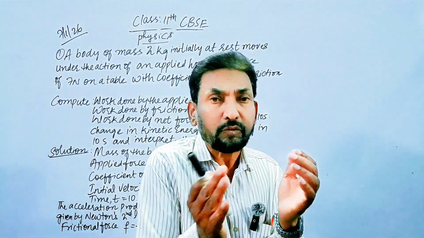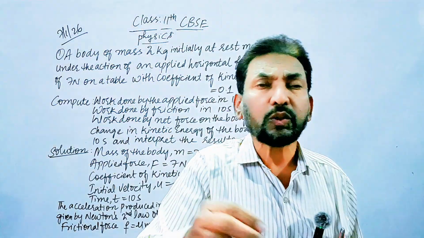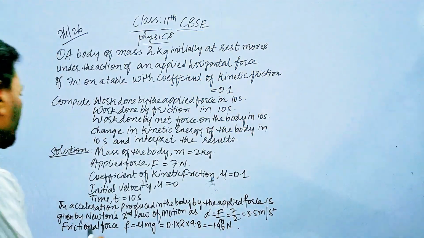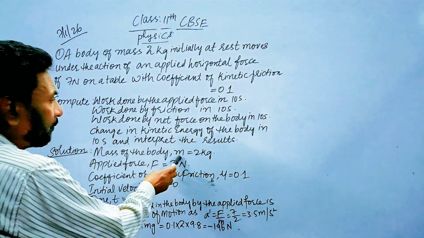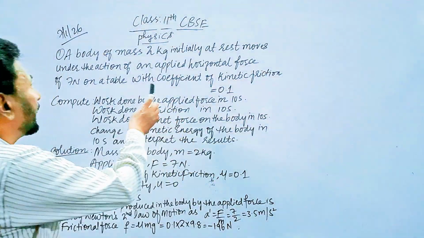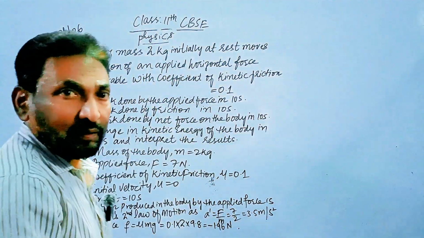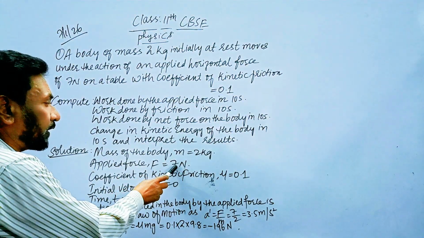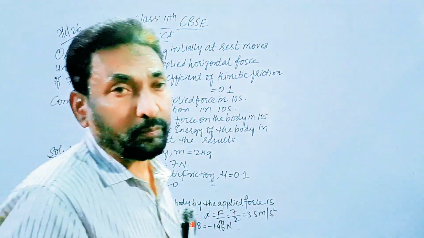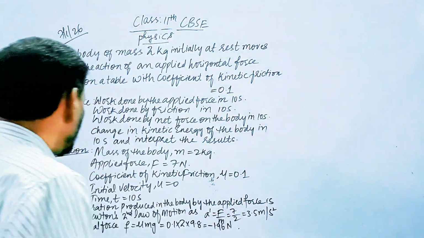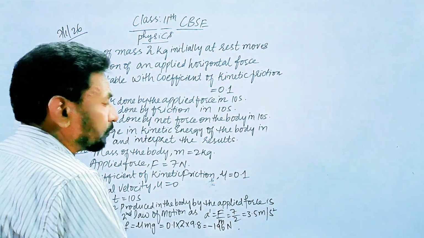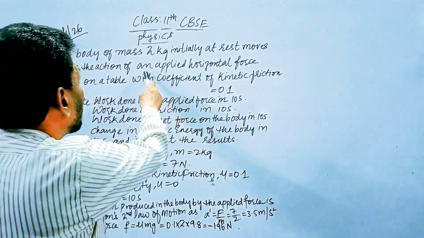What actually we are doing for this? Now we are proceeding toward the solution for this. Now come to the point. See, mass of the body M is equal to 2 kilograms. It's given. Right? Next point you can have applied force F is equal to 7 N. ये दिया हुआ है प्रॉब्लम में. Then coefficient of kinetic friction mu is equal to 0.1. These are all given.